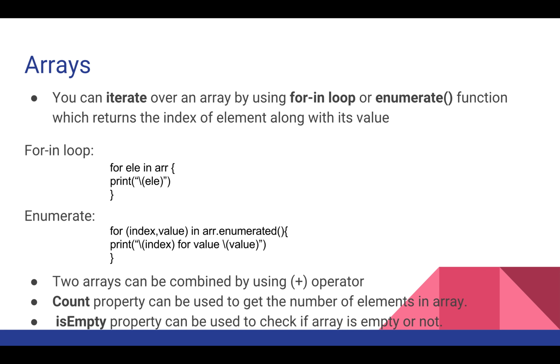You can use a for in loop to iterate over the entire set of values in an array. You can also use the enumerated function, which returns the index of an item along with the value. Two arrays can also be combined using an addition operator. The count function can be used to get the size of the array, and the isEmpty property can be used to check if an array is empty or not.